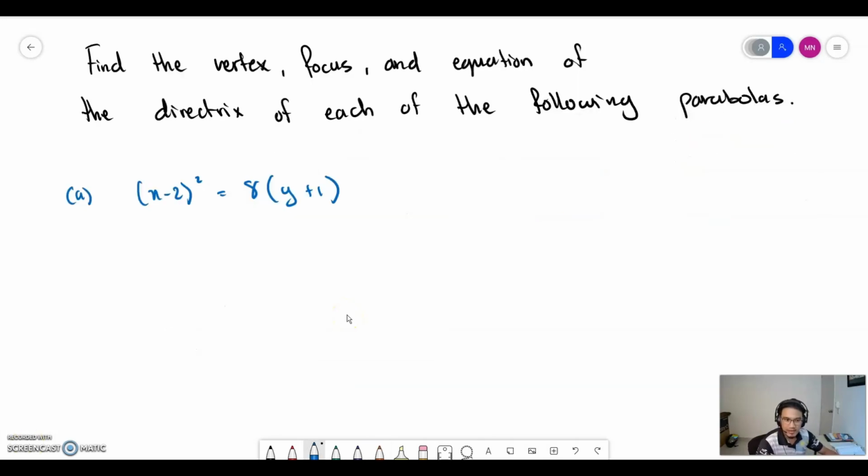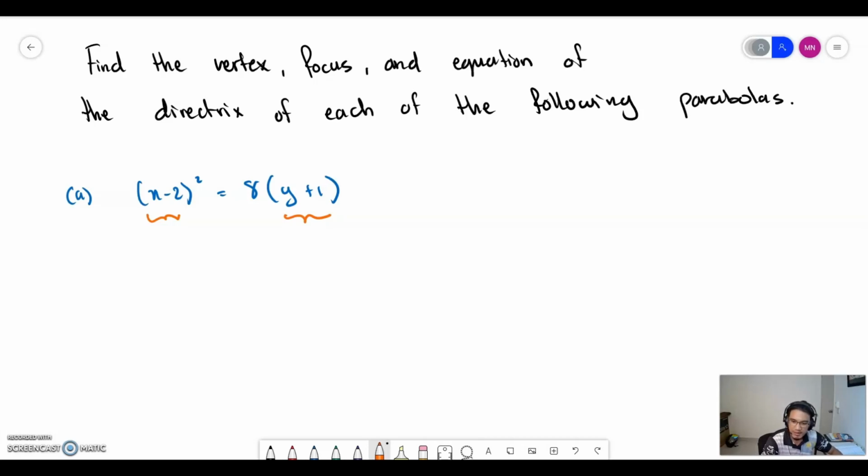Okay, let's look at an example. Find the vertex, focus, and equation of the directrix of each of the following parabolas. For example, we have equation A. Given that equation A is x minus 2 squared equal to 8 times y plus 1. From the equation, it is written as x minus 2 in a bracket squared, and y plus 1 is also in a bracket. So at first glance, we can see that this equation is a parabola where the vertex is not at the origin.